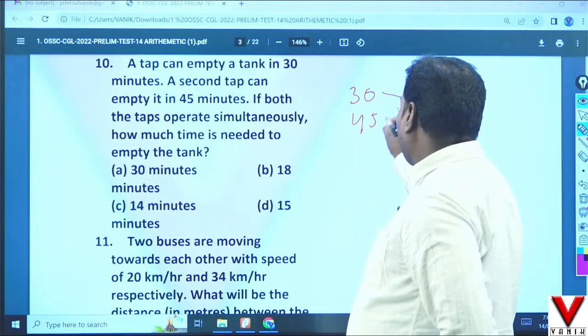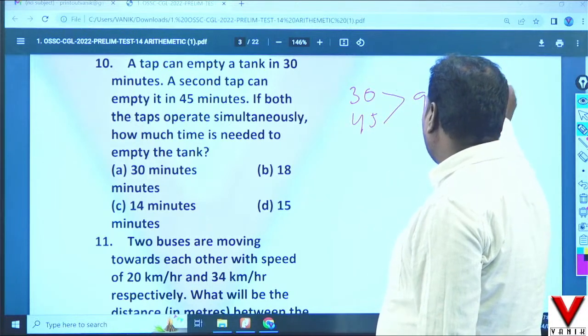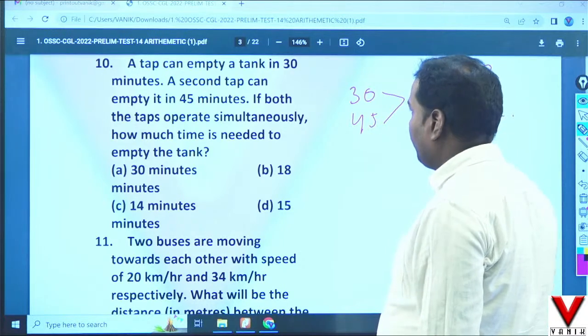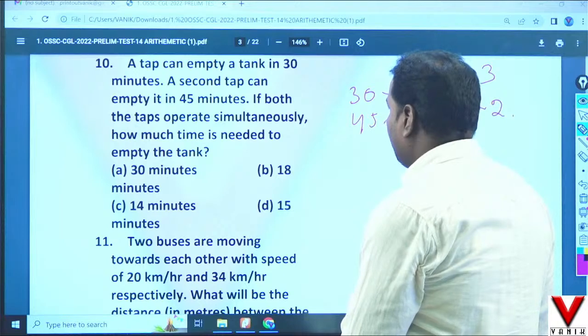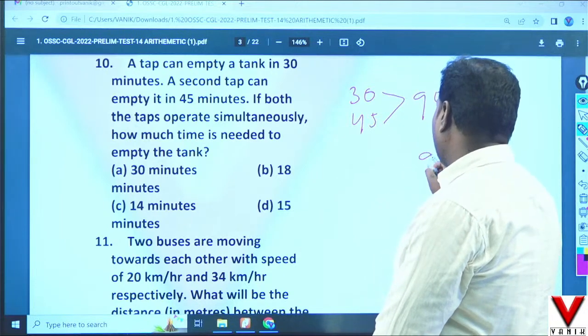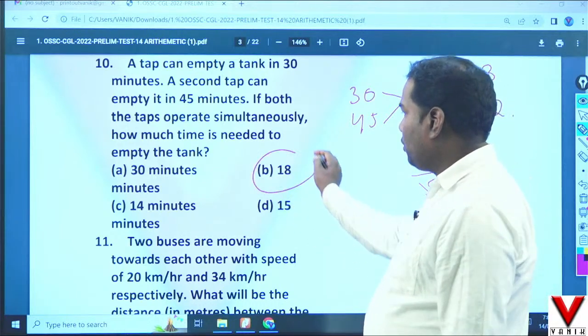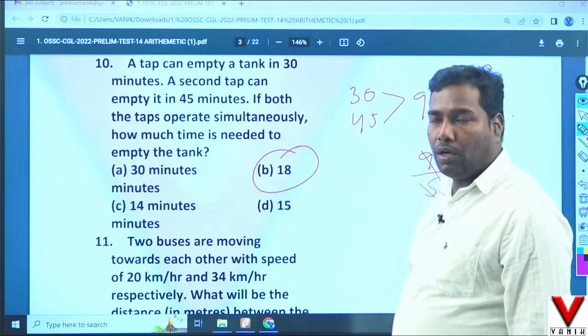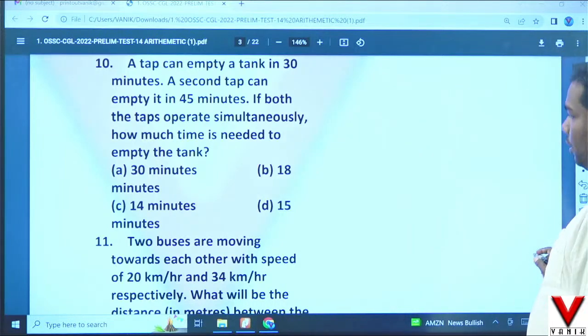So 30 and 45, its LCM is, suppose, 90. 90 divided by 30 is 3, and 90 divided by 45 is 2. If both taps operate simultaneously, how much time is needed to empty the tank? That means 90 divided by 5. 90 by 5, it is 18 minutes. Option B is our answer. Come to the next number, question number 11.